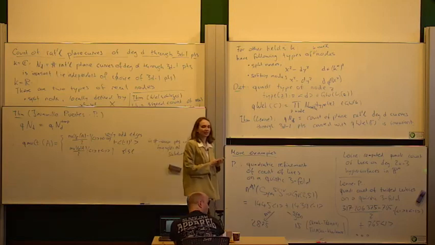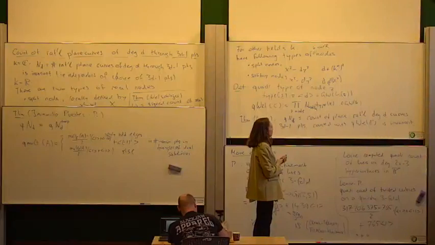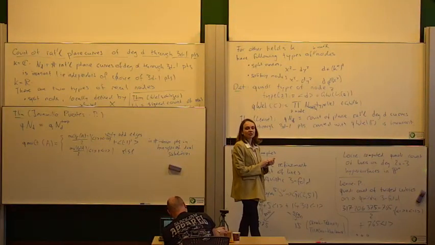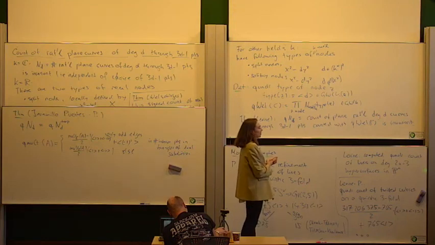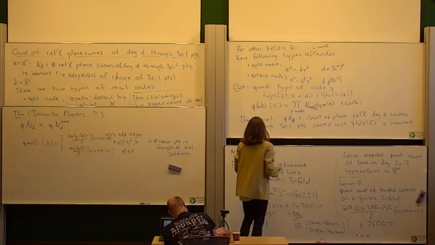Yes? You say that the quadratic type nodes, the Z, are given by the quadratic field extension. Is there an infinite number of types? There can be, yes. Like over the rational numbers, this is an infinite number.